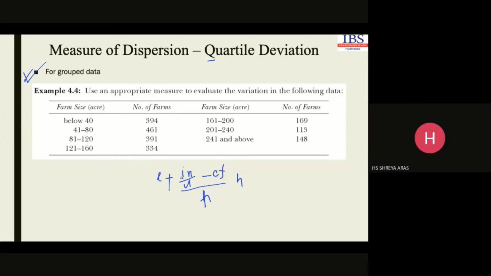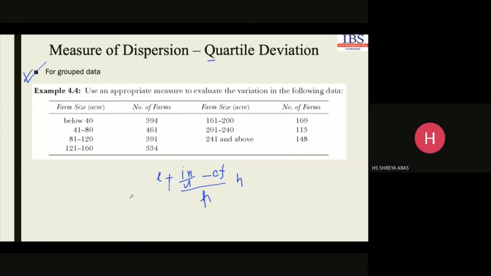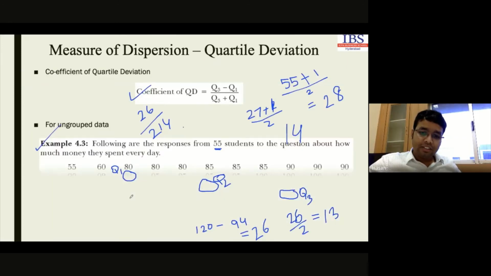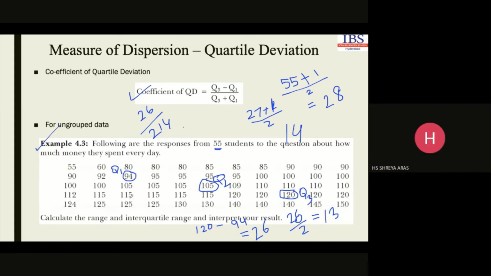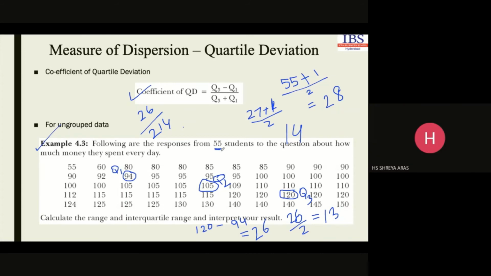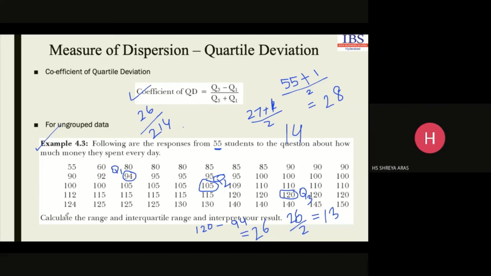Sir, in the previous solved one, they gave 55, no? Yes, the total number was 55. It is given here. In the next one, it's not given, then this is a discrete data series. Ah, okay. Got it.